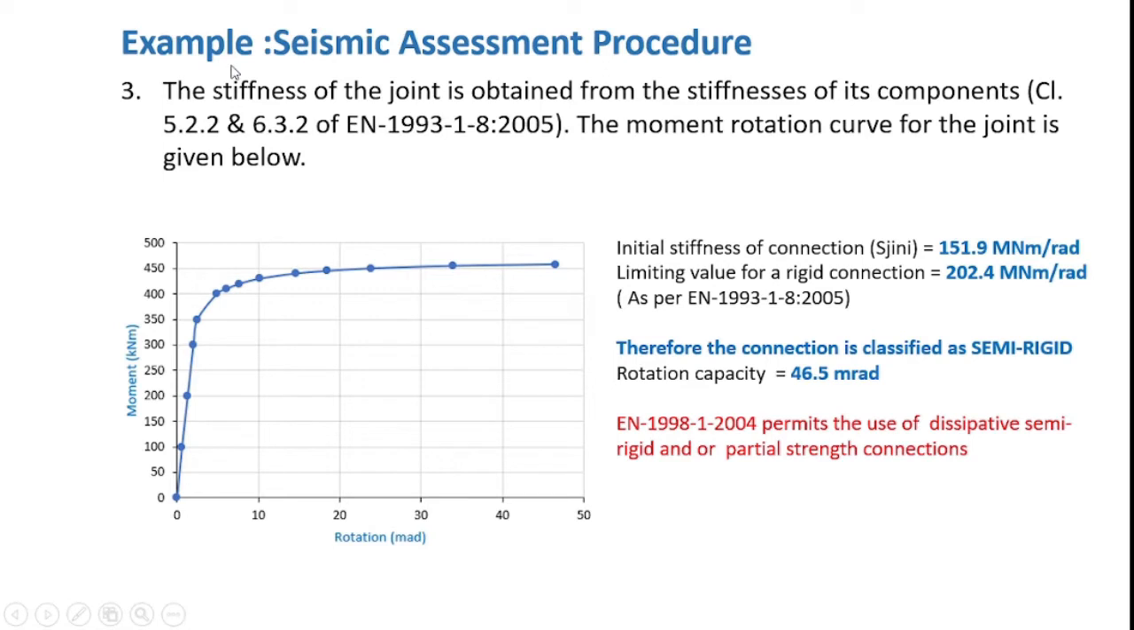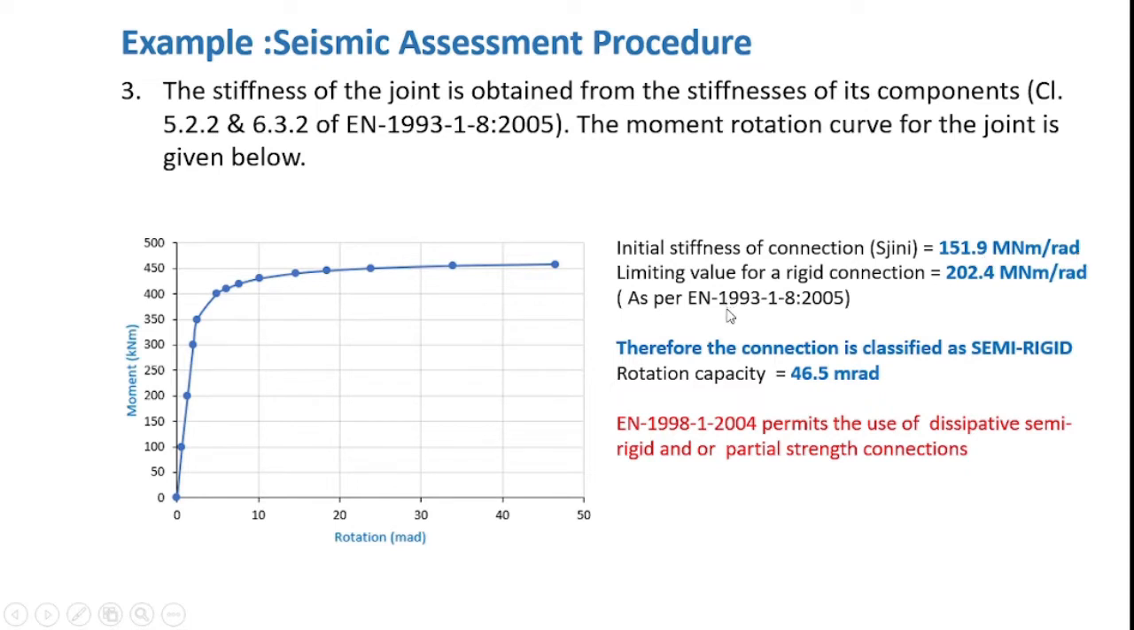In step 3, we compute the stiffness of the designed joint, and as usual, the stiffness of the designed joint is to be obtained from the stiffness of its components following clauses 5.2.2 and 6.3.2 of EN 1993-1-8:2005. So the moment rotation curve that is developed for the joint is given here. As computed from this plot, the initial stiffness of the connection works out to be 151.9 meganewton meter per radian.